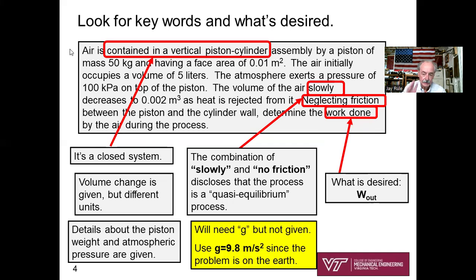Okay, clues. In getting this problem solved numerically, what are some clues? Air contained in a vertical piston and cylinder. That's a giveaway of it being a closed system compared to an open system. As the class goes on, you're going to be faced with having to make tougher decisions on that, but this one clearly discloses closed system. The volume change is given, but notice how, a little tricky, the units are different. Initial volume, 5 liters, final volume, 0.002 cubic meters. We're going to have to be careful with that, aren't we?